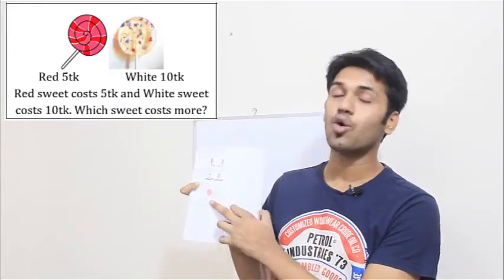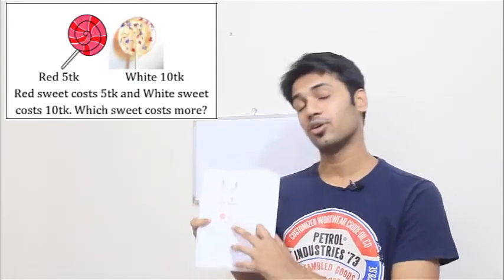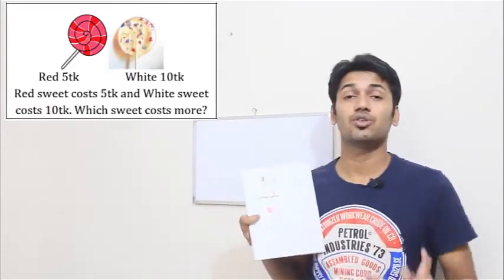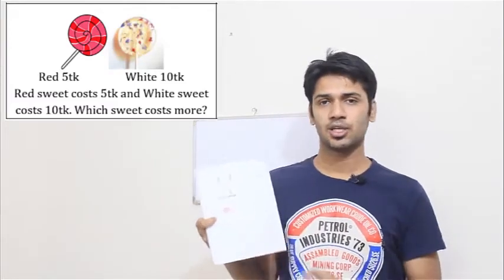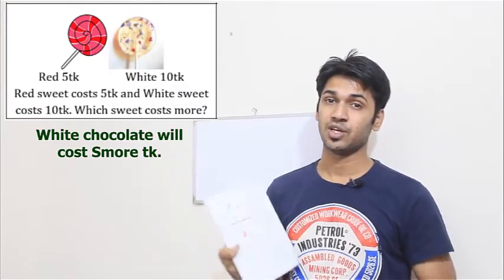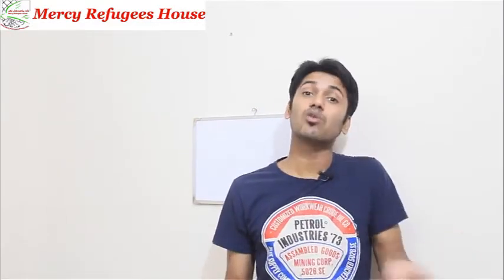Now, the red chocolate costs you 5 taka and the white chocolate costs you 10 taka. Ask the student which chocolate will cost more. The white chocolate will cost more taka. Now, this is the primary idea you give to the students, having the sense of more or less. Which number is more than which number, they already understand that.